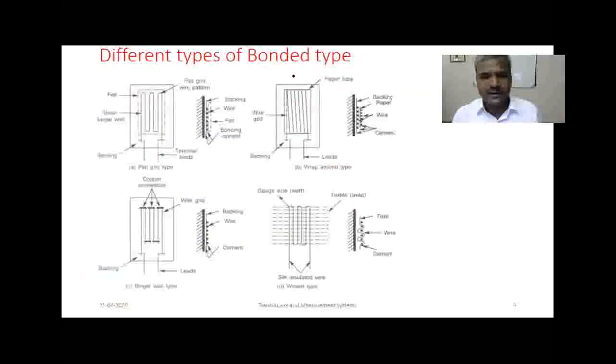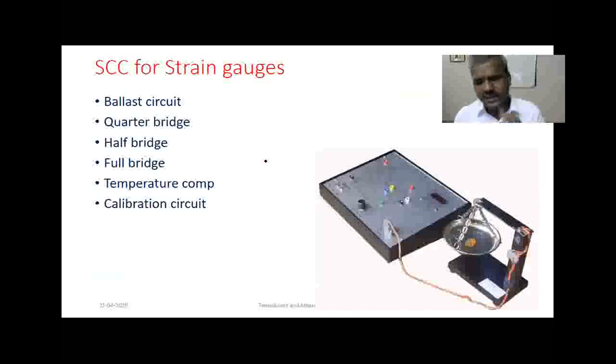So these are all different types: wire type, foil type, paper tube type, then gauge wire, copper conductors, foil type. There are different types of strain gauges. So let us see the signal conditioning for strain gauges.